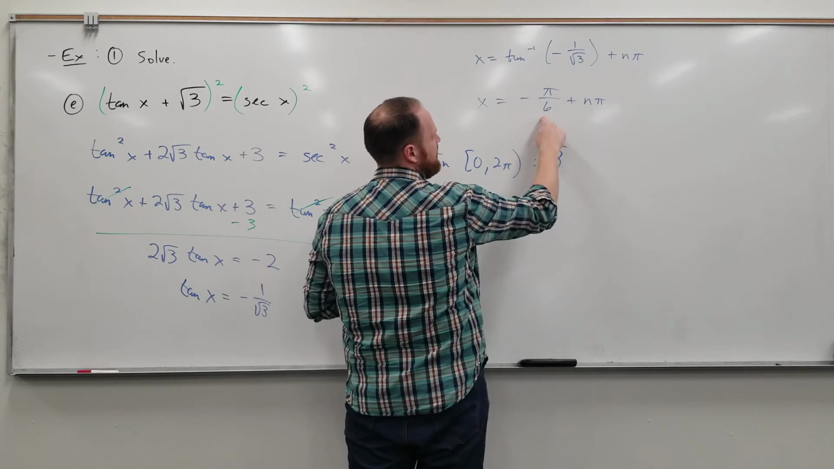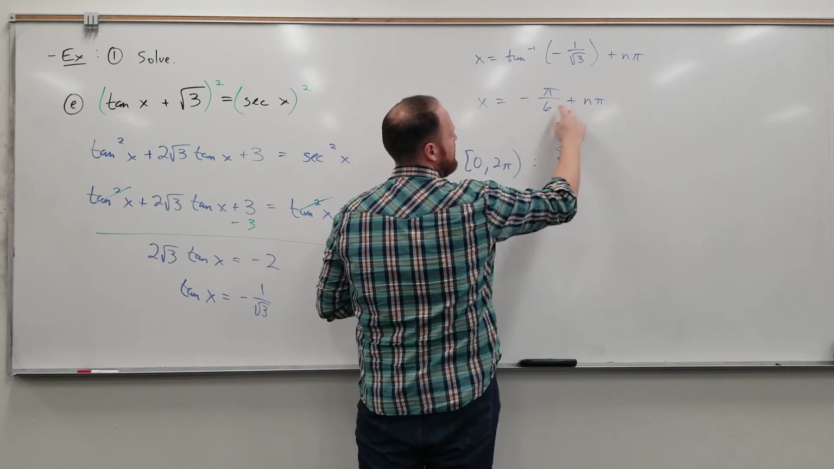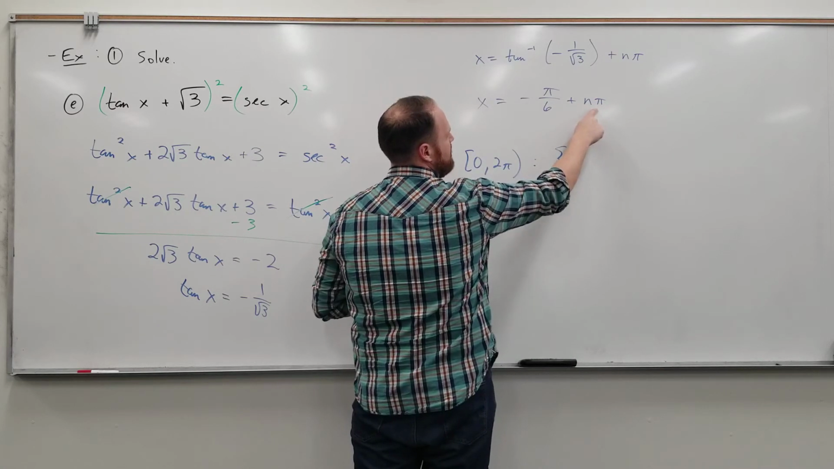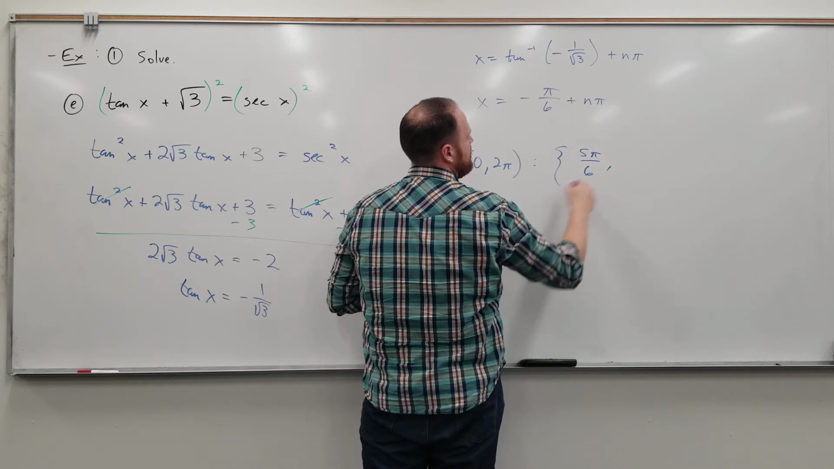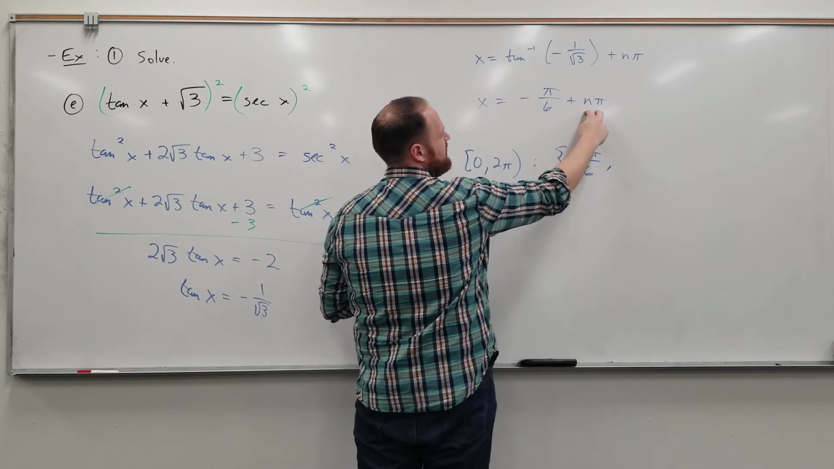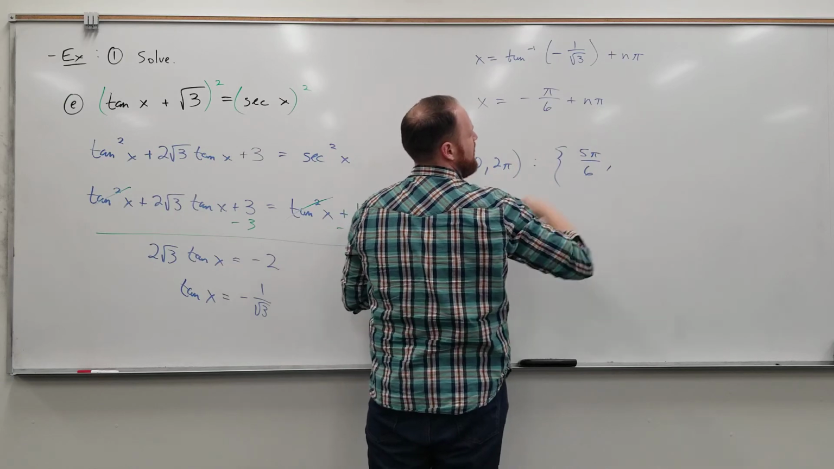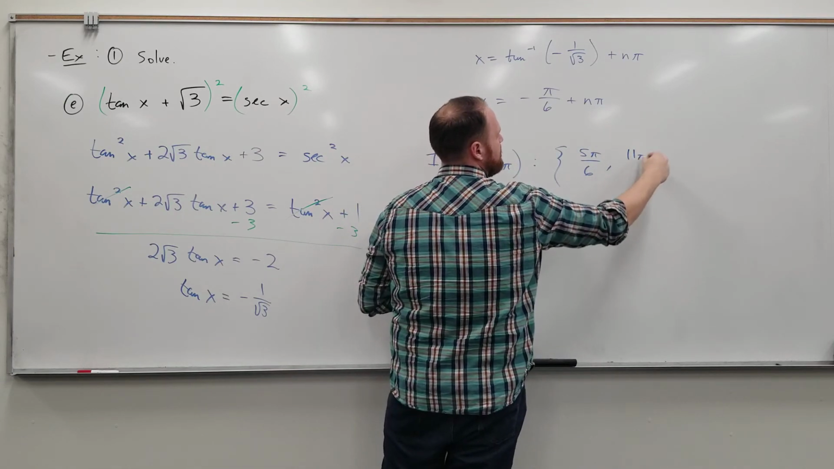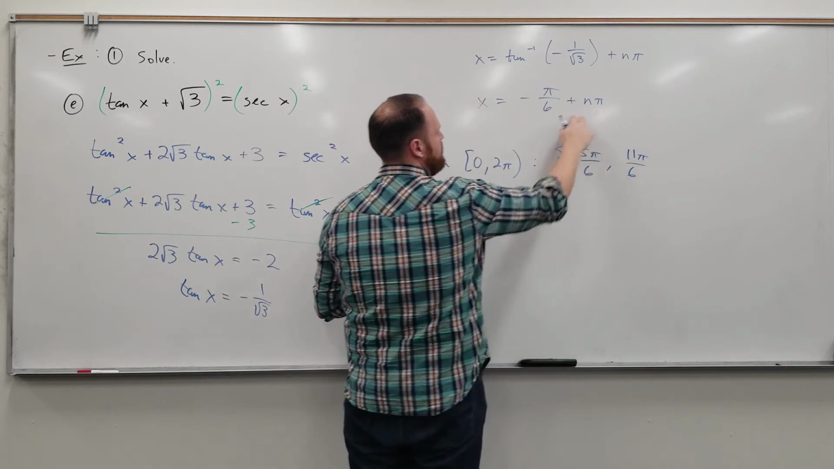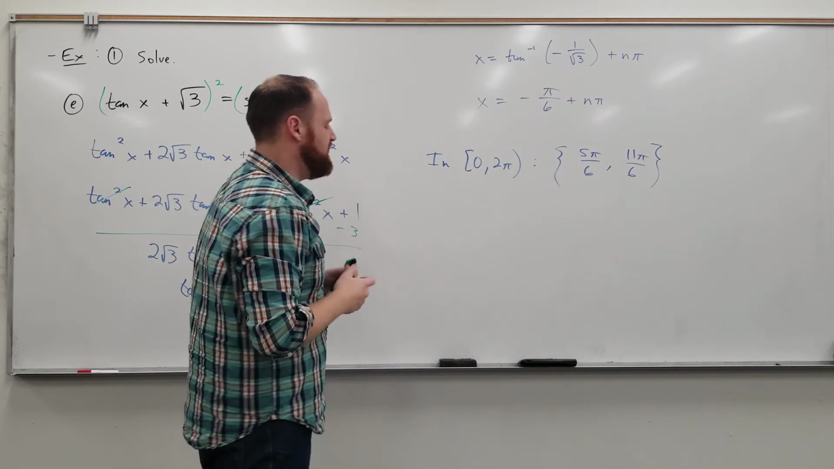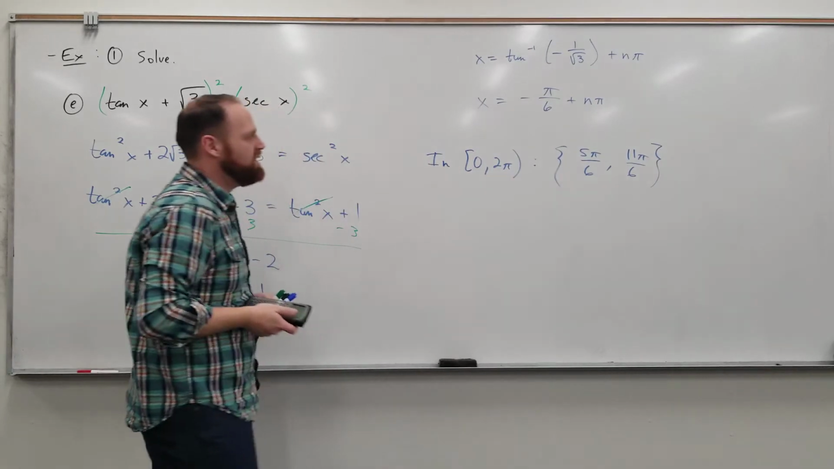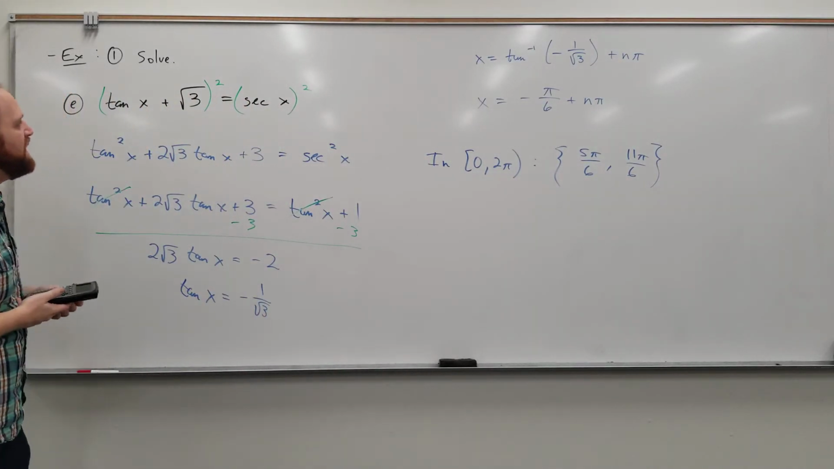if I plug in 0, that's too small. If I plug in 1, I get 6 pi over 6 minus pi over 6. If I plug in 2, then I get 12 pi over 6 minus pi over 6. And if I plug in 3, then I've gone too far. So for right now, I'm thinking that that's my solution set. But maybe let's check these to make sure.